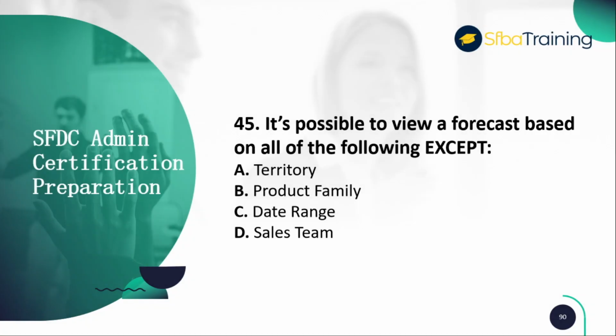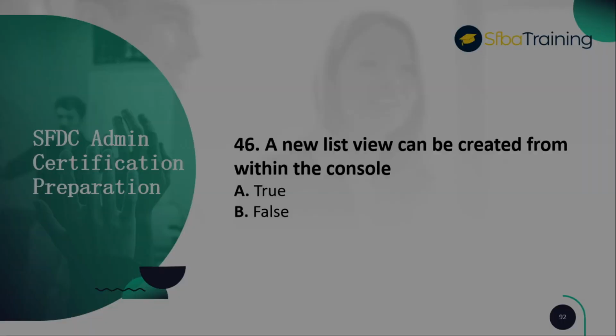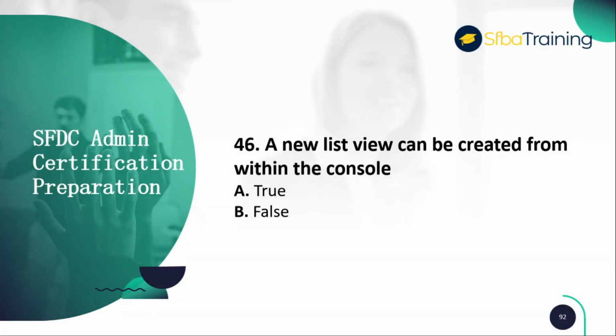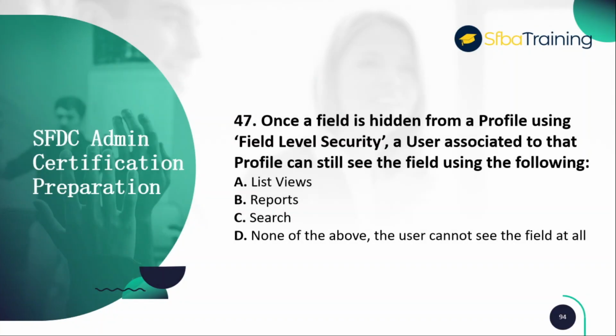False. Number 45. It's possible to view a forecast based on all of the following, except A. Territory, B. Product family, C. Date range, D. Sales team. The answer is D. Sales team. Number 46. A new list view can be created from within the console. A. True, B. False. The answer is B. False.